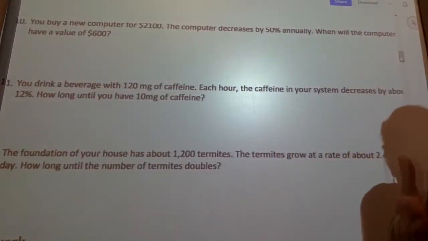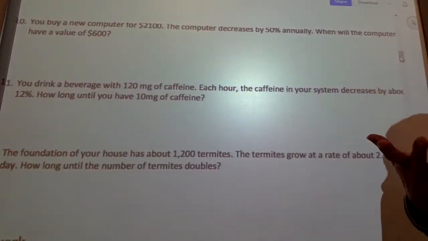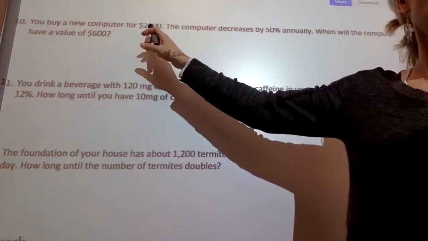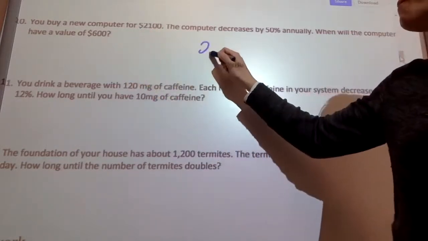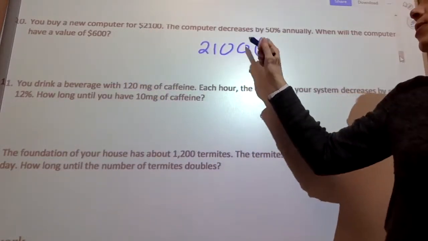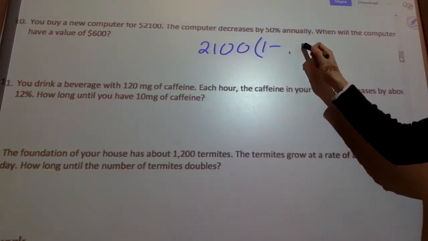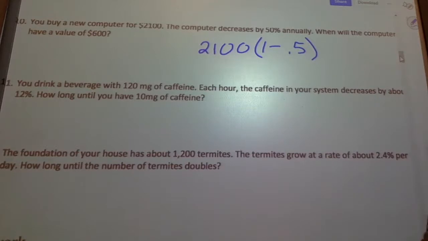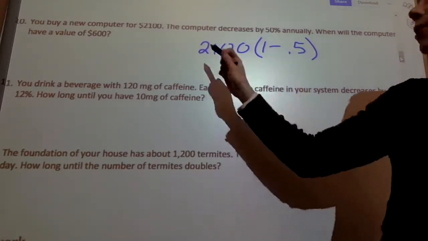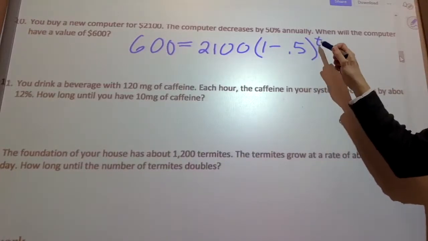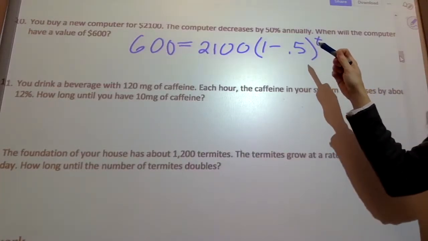Okay, so here's the other way to use the formula, when you want to find T. You buy a new computer for $2,100. That's my initial amount, right? That's what I bought the computer for, $2,100. It decreases, so minus, it decreases by 50% annually. That's 0.5. When, that means time, when will the computer have a value of $600? So I want to know, when does this equal $600? So I don't know time. I don't know that. Okay?